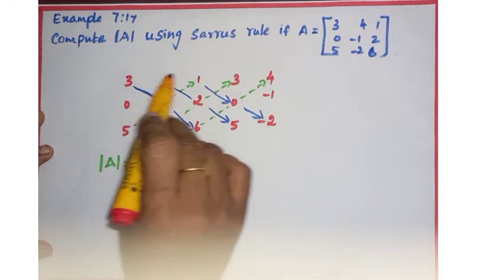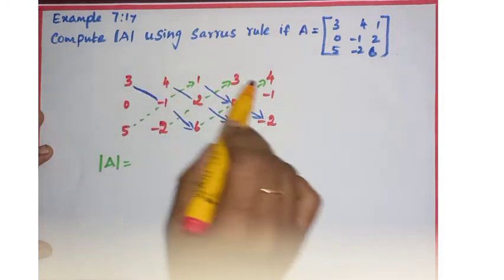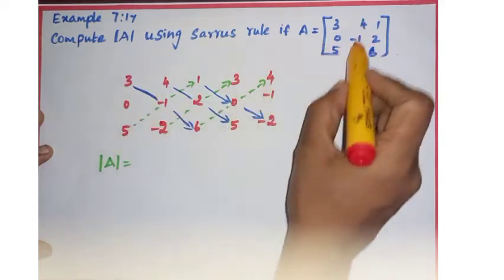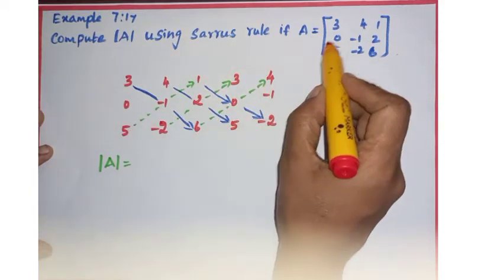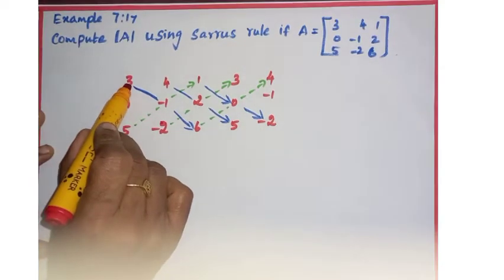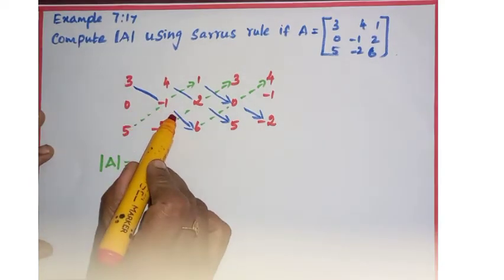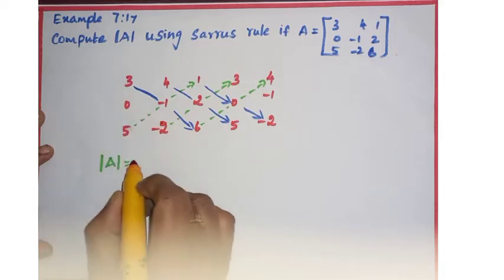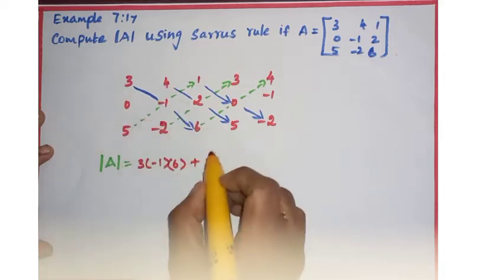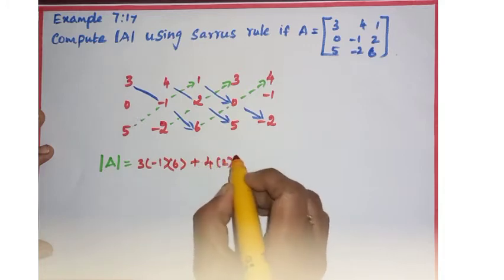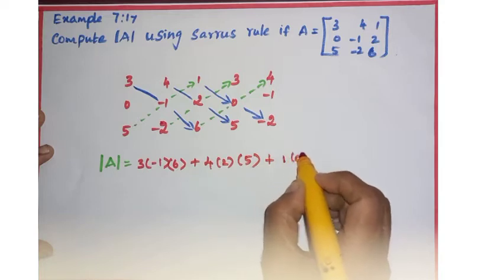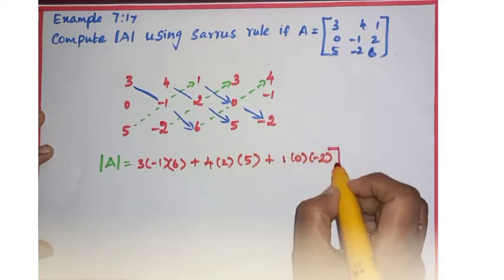For that I need to make an arrangement. Write the entries of matrix A as follows. So write column 1, column 2, column 3. Once again you write column 1 and column 2. Now find the products: 3, minus 1, 6 plus 4, 2, 5 plus 1, 0, minus 2.